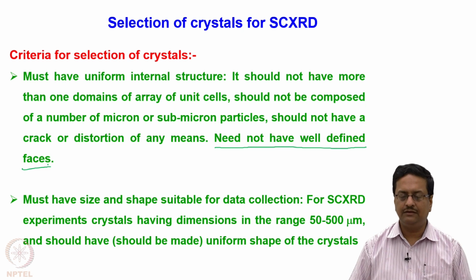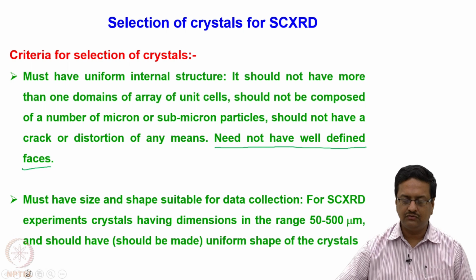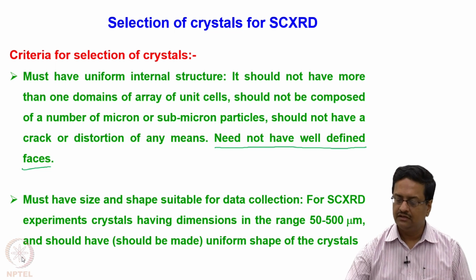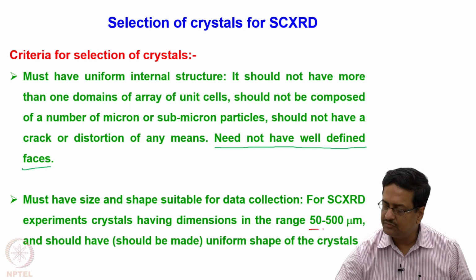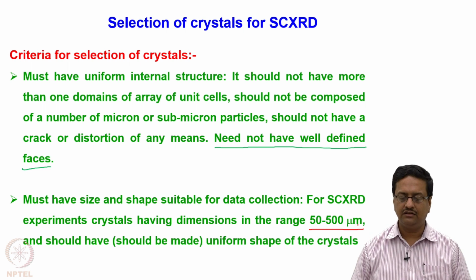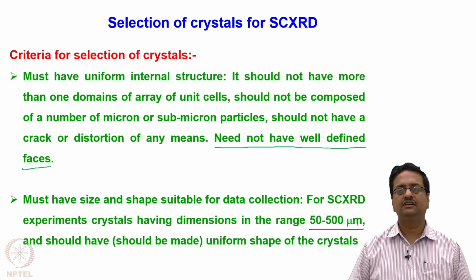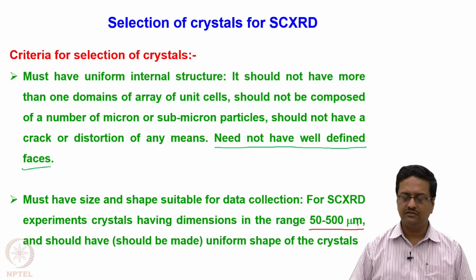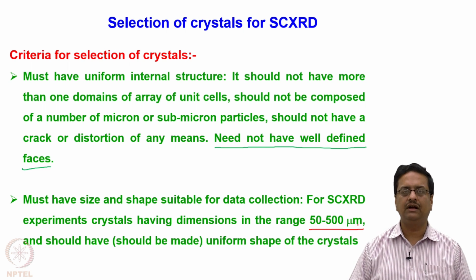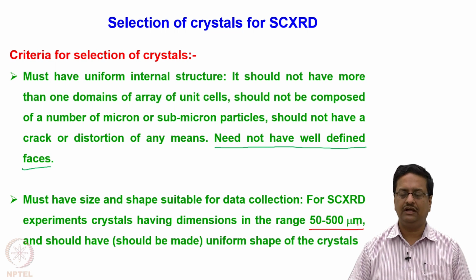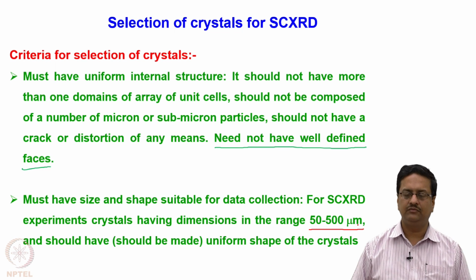For any single crystal application, we need the crystal to have a certain size. For single crystal measurements, we should have crystals ranging from 50 to 500 micron and should have uniform shape of the crystal. If the crystal is by default not of uniform shape, then one must use suitable cutting devices like razor blades to cut it into proper shape and size for diffraction experiment.